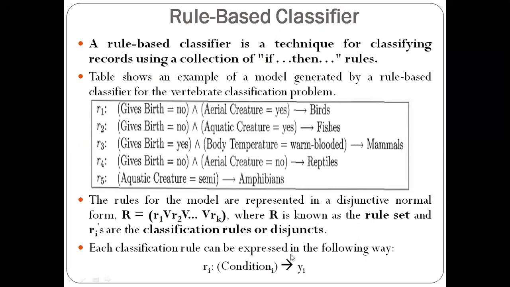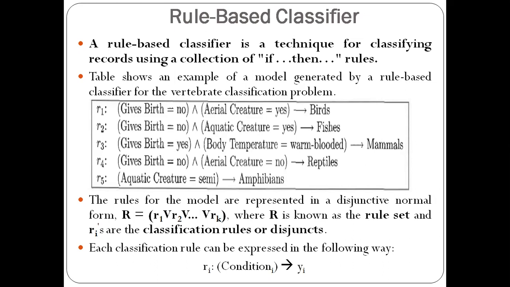So this LHS part, and the RHS part is called the rule consequent. Now suppose you have a training record. If that training record's attributes match the rule antecedent of the rule, then we say that this rule is covering a record.